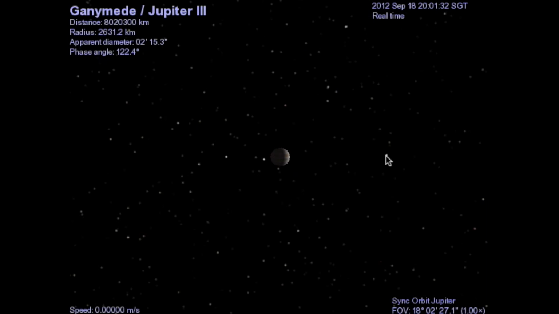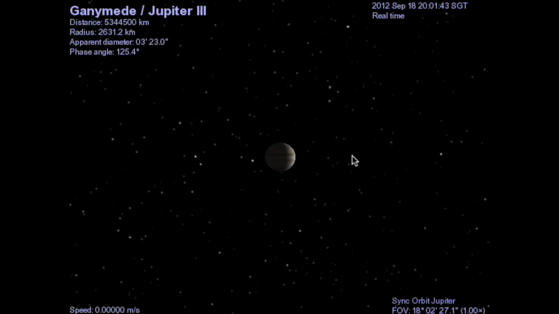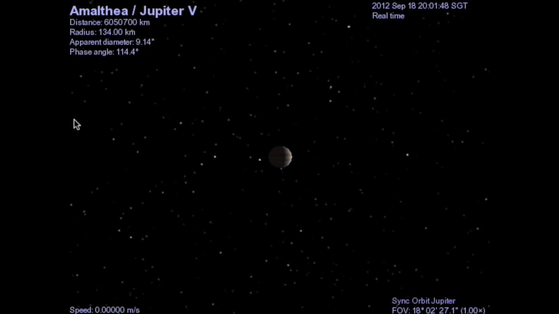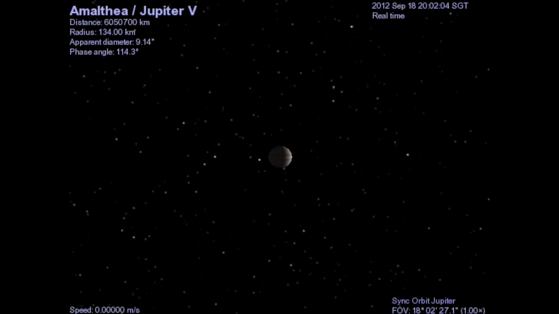Therefore, we will be targeting Ganymede, as it is easily seen and easy to observe in the night sky. Now, let's take a closer look, and we can also see another moon, which is Amalthea of Jupiter, Jupiter's fourth moon. The distance is 6,050,700 km. The radius is 134 km. The phase angle is 114.3 degrees. Compared to other moons, this moon is really very small.